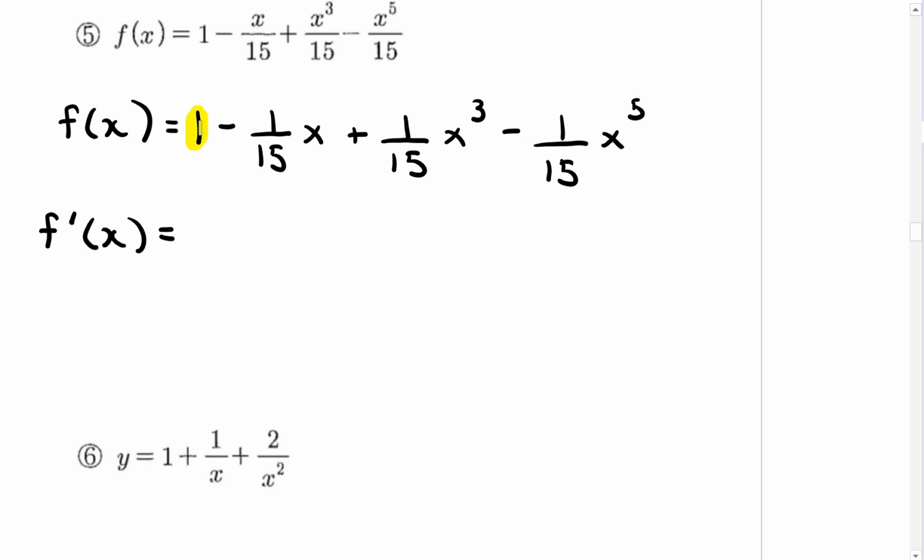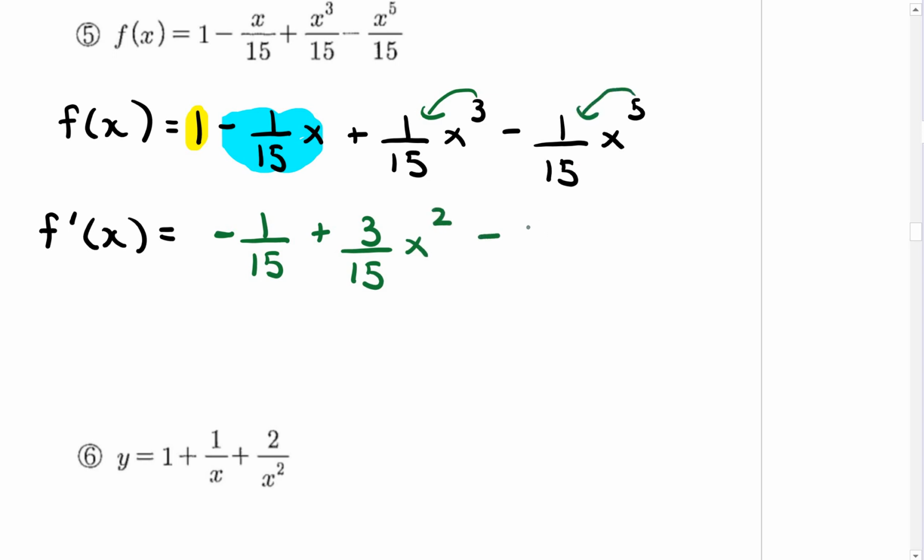Okay, the derivative of a constant is 0. Okay, that's easy. And I have negative 1 over 15 times x. All right, so the derivative of that is just going to be 1 over 15. And then from here on, it's just the power rule here. So plus 3 over 15 x to the power of 2 minus, and then 1 times 5 is 5, so 5 over 15 x to the 4.